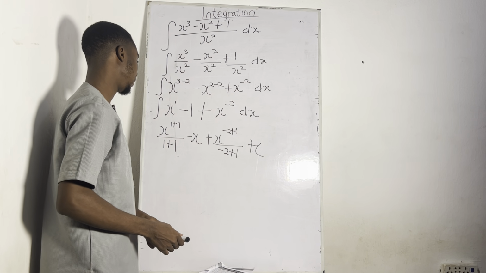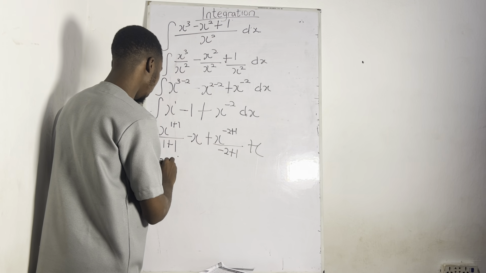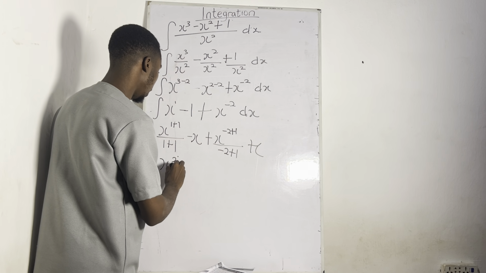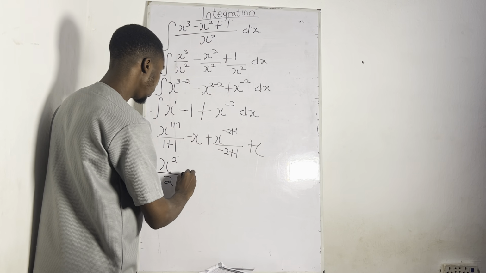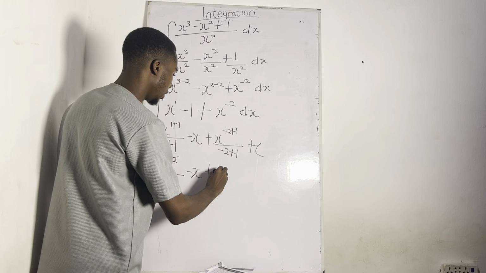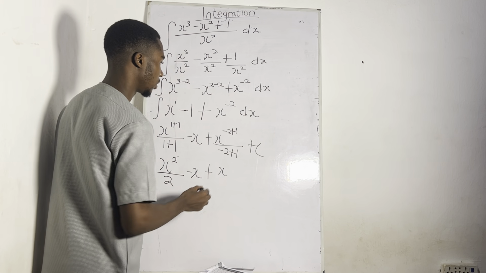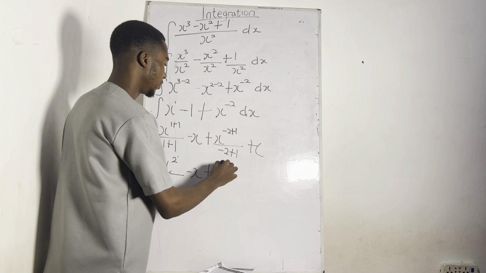So now let's simplify. X exponent 1 plus 1 is 2. So x exponent 2 over 1 plus 1, which is 2. Then minus x. Then plus, for the numerator, x exponent negative 2 plus 1. When you put negative 2 plus 1 on the calculator, you should be getting negative 1.